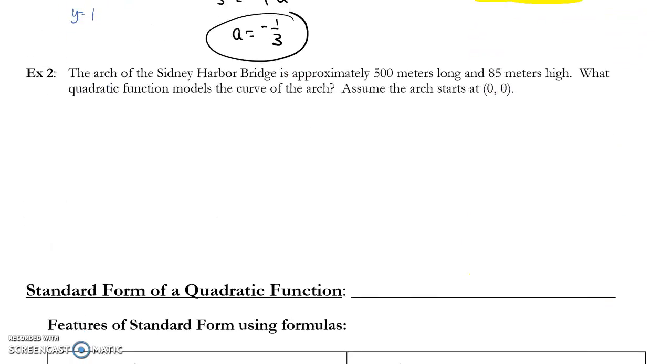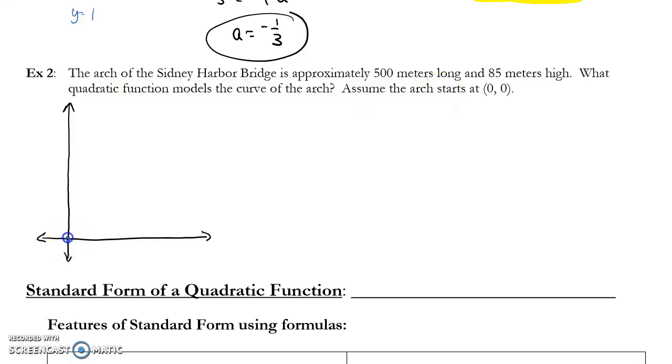In the next example, they haven't given me the vertex per se, but I can figure out what that vertex is. So I'm going to start looking at quadrant 1 here. The arch of the Sydney Harbor Bridge is approximately 500 meters long and 85 meters high. What quadratic function models the curve of that arch? Assume the arch starts at (0, 0).